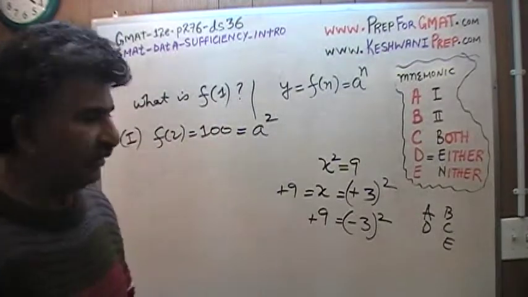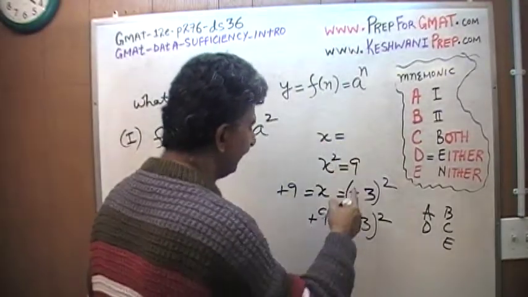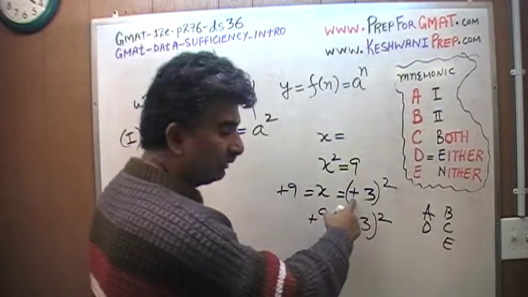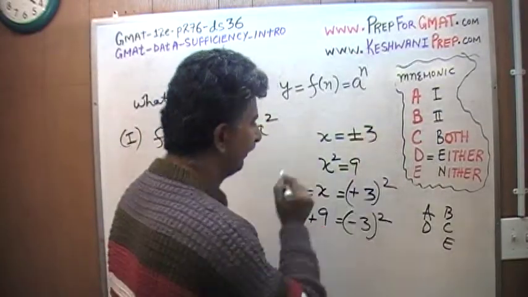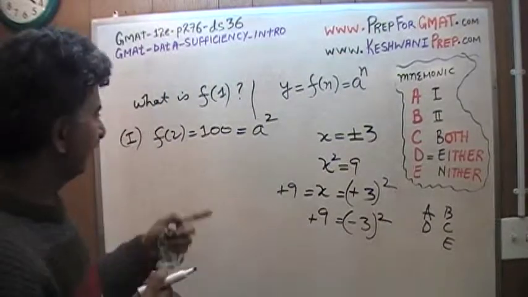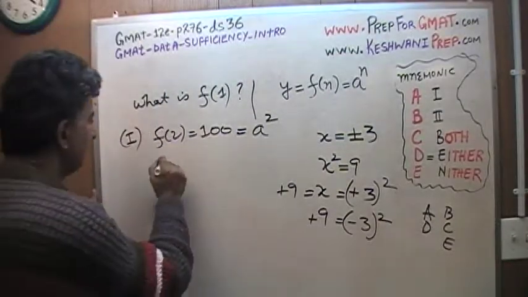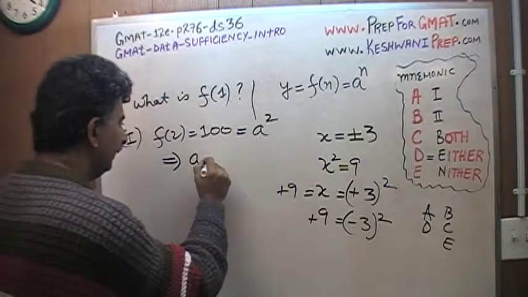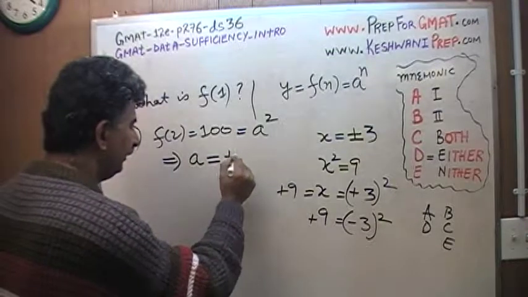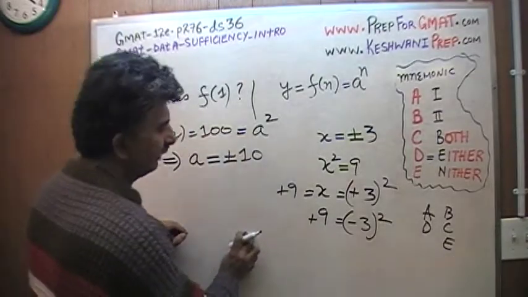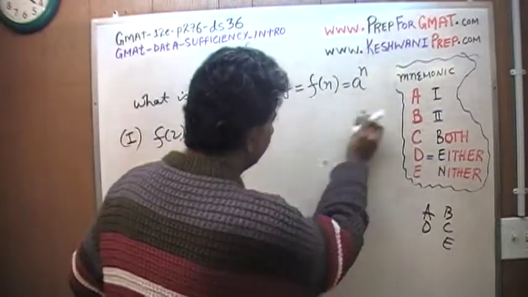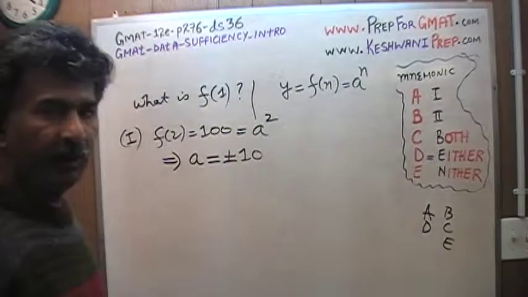So here, this is how we write it. We say that x equals not positive 3 by itself or negative 3 by itself, but it could be positive 3 or negative 3. The same logic would apply here. This statement implies that a equals either a positive 10 or a negative 10.